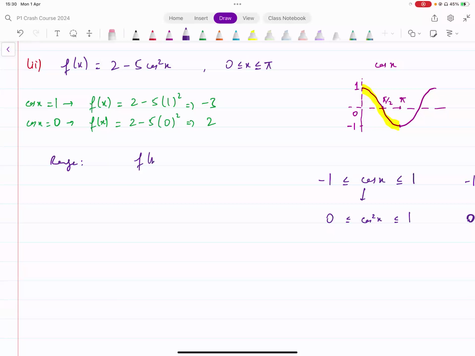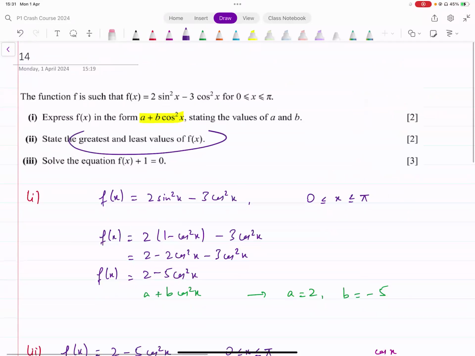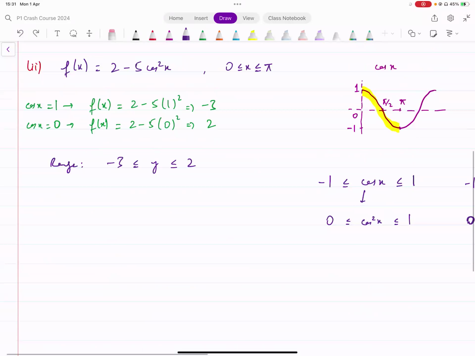Range of f of x, or y, what is that? You'll say y is between -3 and 2. In fact, they were asking us for the greatest and least values of f of x. So you can say the least value of f of x is -3, and the greatest value of f of x will be 2. Okay.